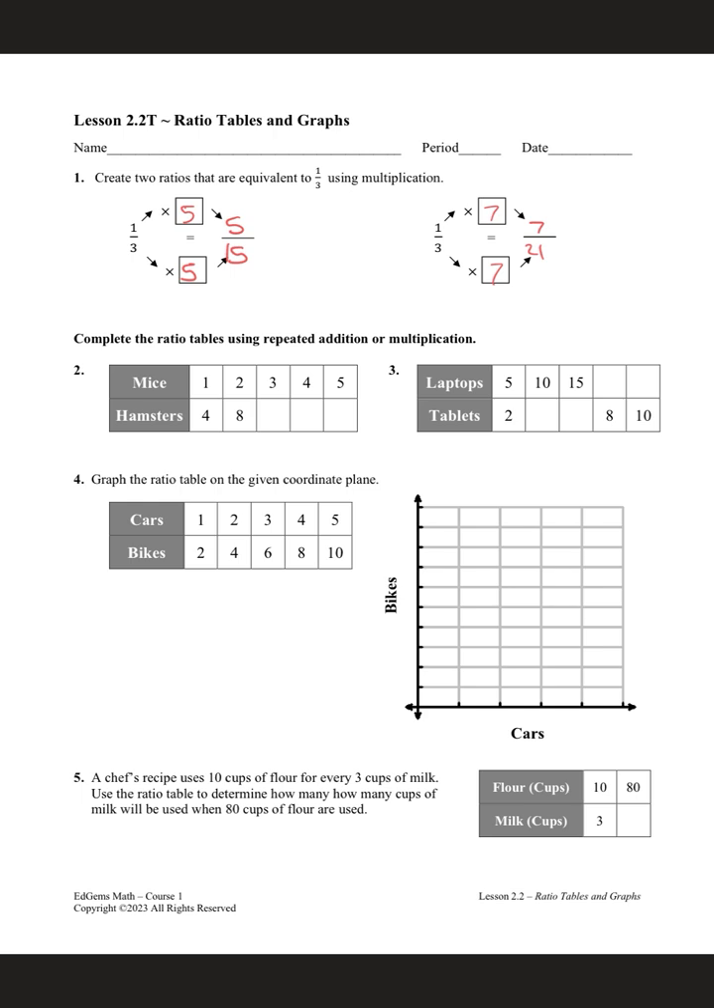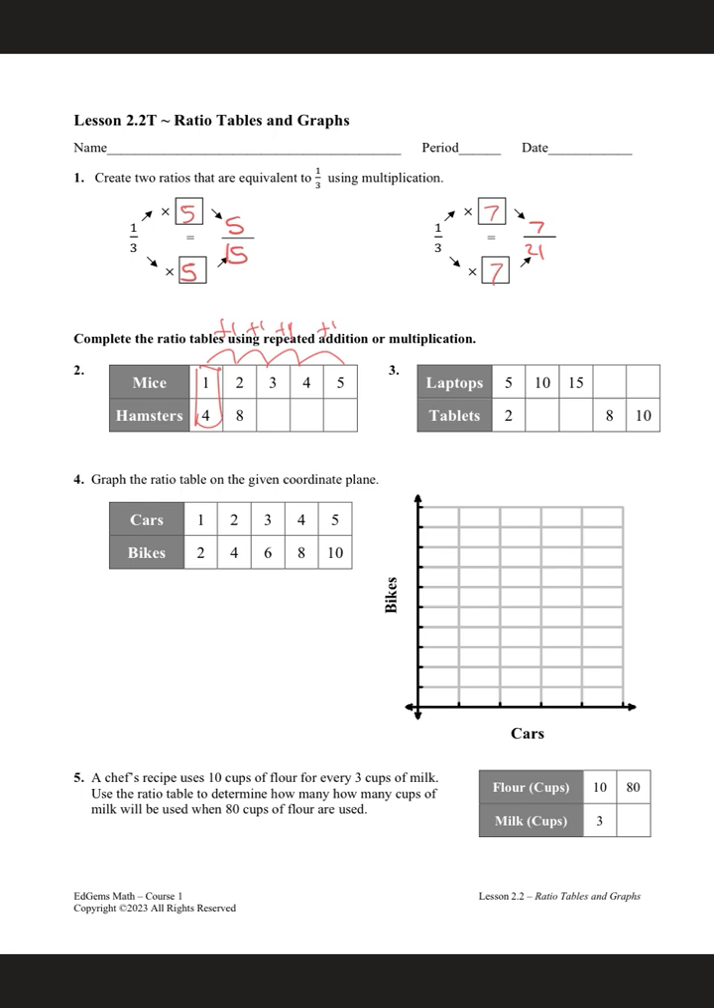Let's take a look at number 2 and number 3. On 2 and 3, it says complete the ratio table using repeated addition or multiplication. So for number 2, they're comparing the number of mice to hamsters. My base ratio is 1 to 4. So in the numerator I'm going 1 plus 1 is 2, 2 plus 1 is 3, 3 plus 1 is 4, and 4 plus 1 is 5. So I'm adding 1 every time.